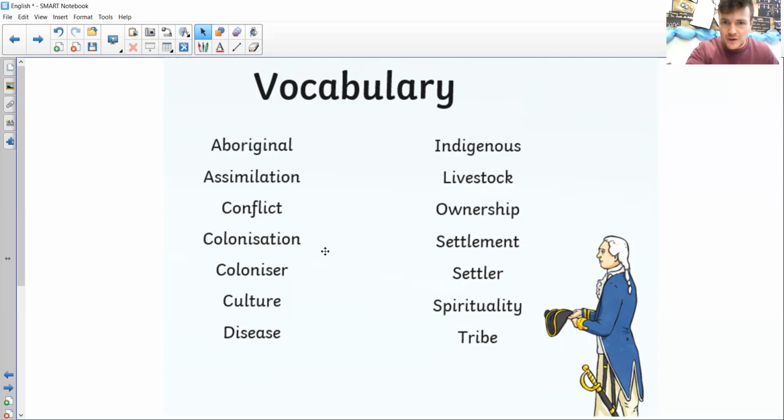Colonisation, obviously, is a huge one that we're looking at. Settlement is something, or a settler. A settler is the person who has settled somewhere to live, and the settlement is where they live. And then everything else, I think, makes sense. Colonizer is someone who does the colonisation of something. And the other things we'll pick up on as we go along the rest of the day.